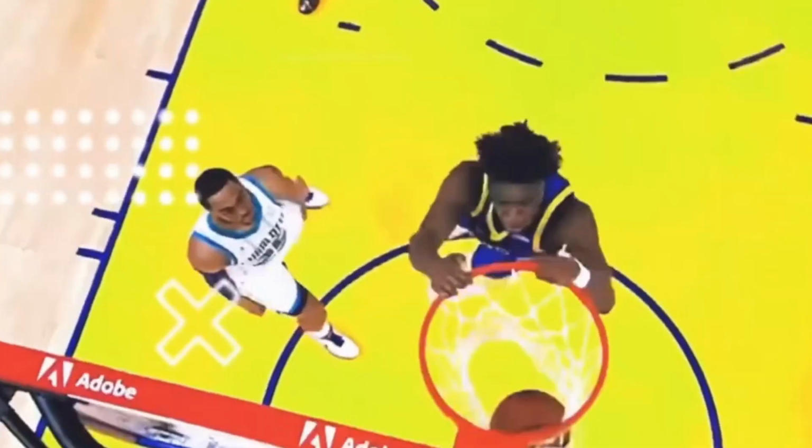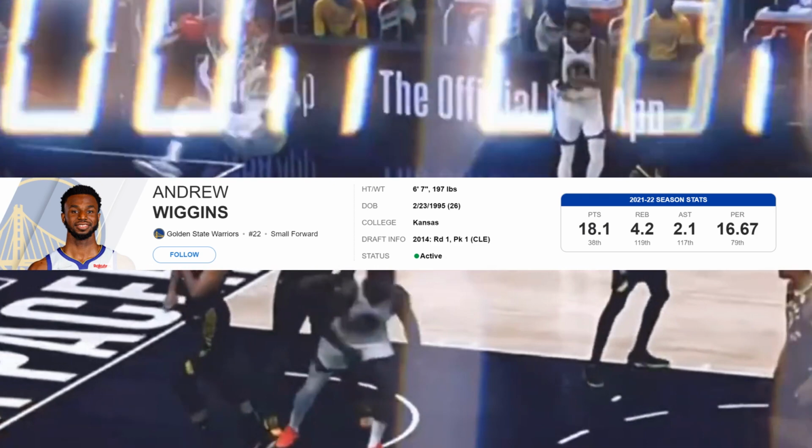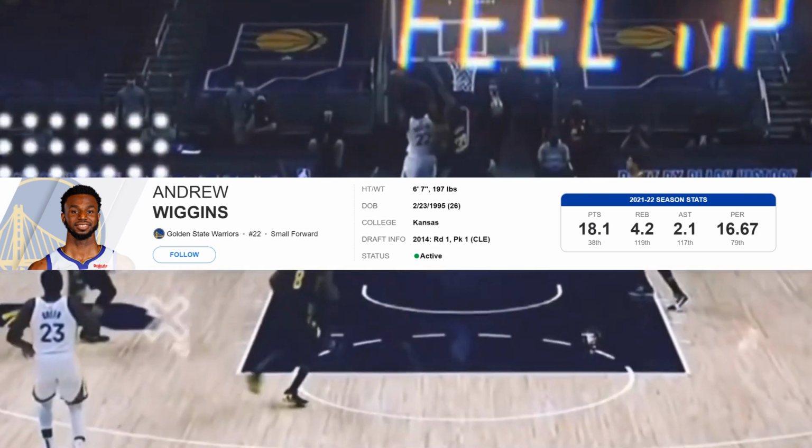Looking at Andrew Wiggins' stats, it's really hard to say that he qualifies as an All-Star game starter. This year, Wiggins is averaging 18.1 points, 4.2 rebounds, and 2.1 assists, while shooting 41.2% behind the arc, which is really impressive. But compared to the other 4 starters, there is a bit of a gap here.